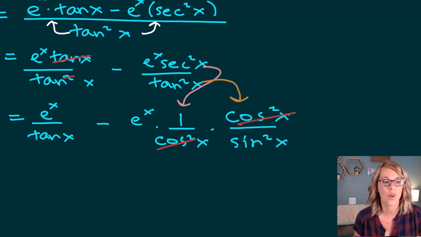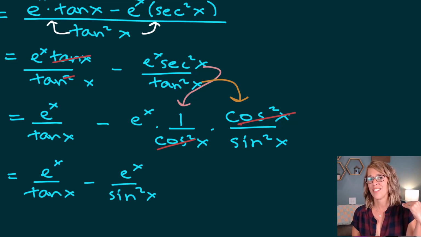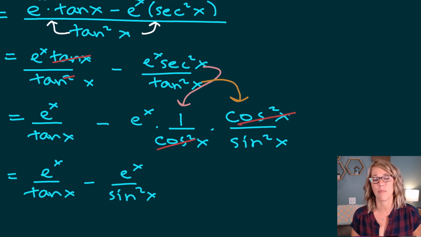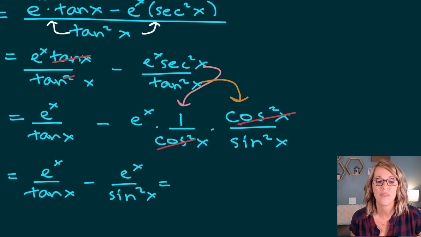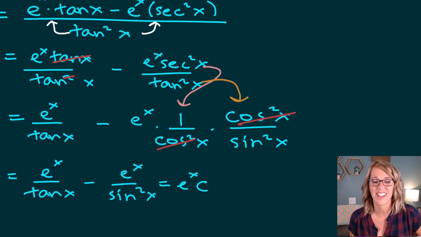Here comes one form of our answer. So I get e to the x divided by tan x minus e to the x, and I'm left with the sine squared in the denominator. So this would be one form. With trig, there are so many different forms. This one might be great. You could also, if you wanted to simplify it and not have denominators, you could write it as e to the x cotangent x minus e to the x, that would be a cosecant squared x.